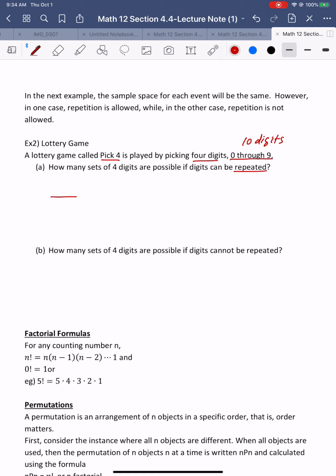There are 4 spots to fill in, so you can use any of the 10 digits in each of the spots. So 10 digits you can use, 10 digits, 10 digits, and 10 digits. Multiply all that together and you get 10,000 ways of the numbers you can make.